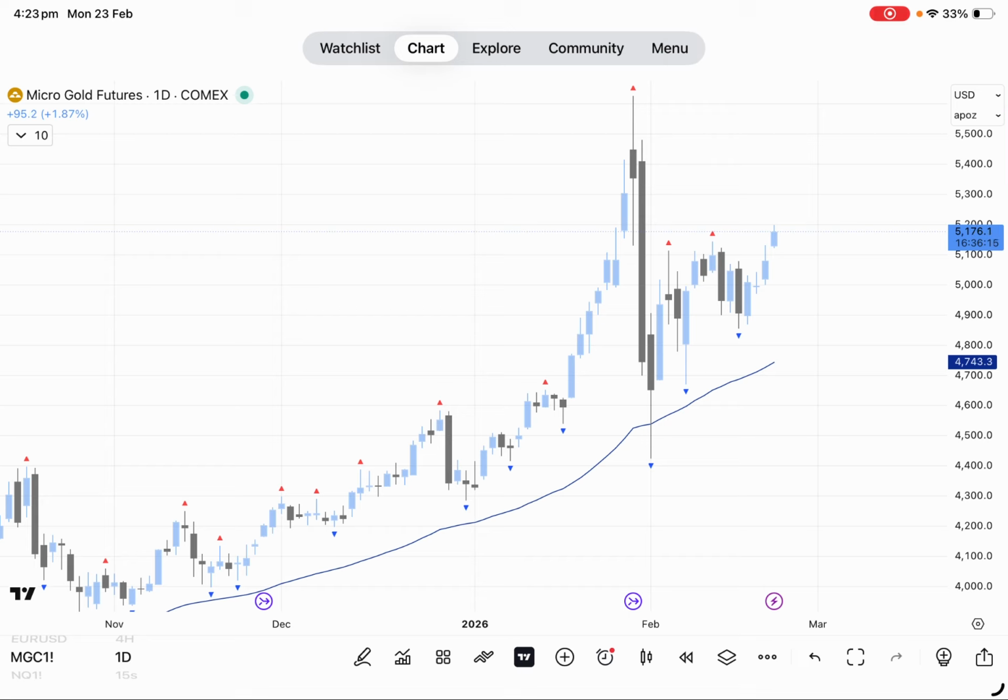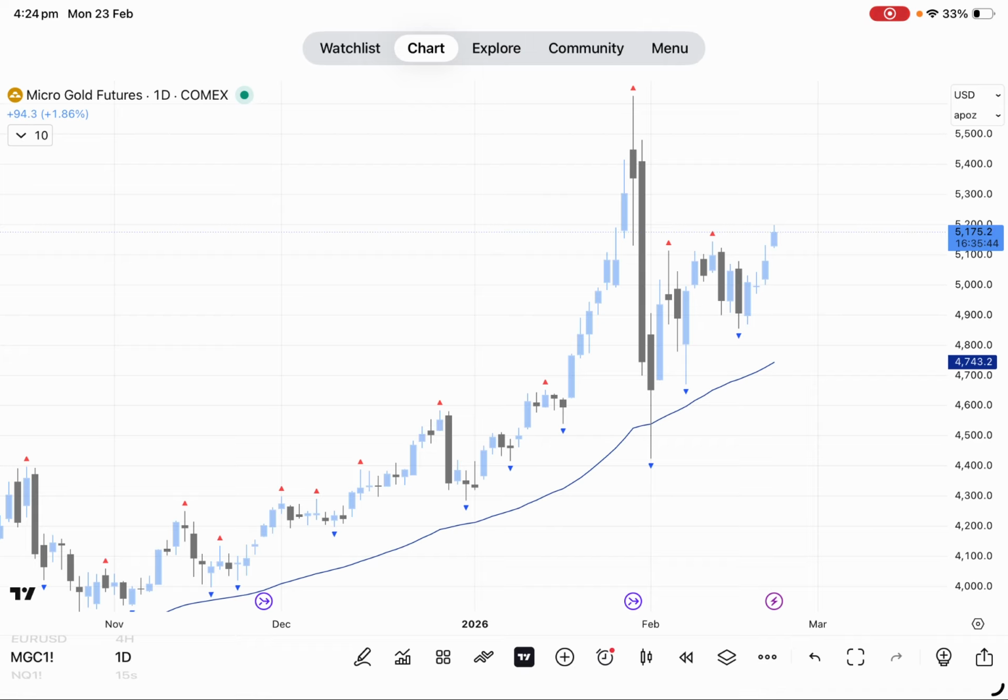At the moment on the daily, we're in a very strong uptrend. We can see that because we are trading well above the EMA that I have on my chart, which is that dark blue line that's running from the bottom left up towards the top right. We can see that there was a correction in the market at the end of January, early February, but now we've started to trend back up in a bullish direction.